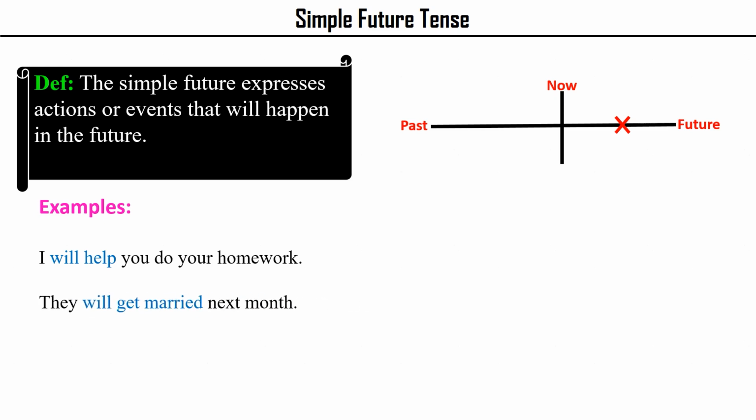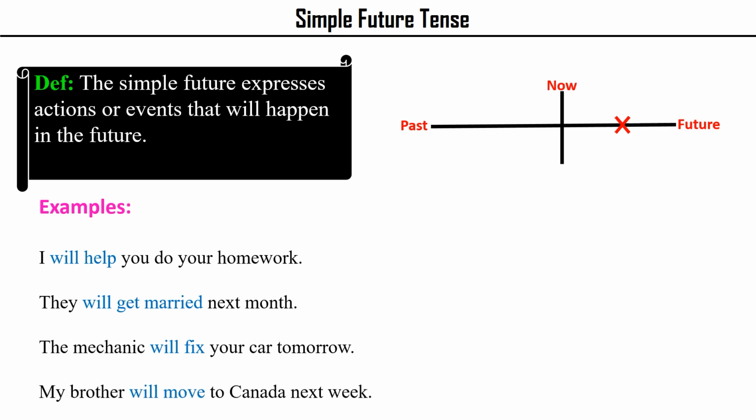Or, they will get married next month. Next month is a future time expression in which they will get married. The mechanic will fix your car tomorrow. Tomorrow is a future time, and the mechanic will fix your car tomorrow. My brother will move to Canada next week. Here, next week is a future time, and we use the simple future tense to talk about a future event. This action happens in the future: tomorrow, next week.